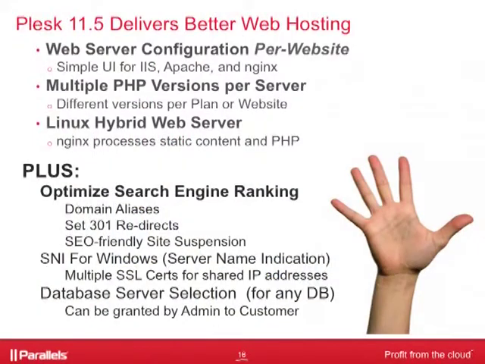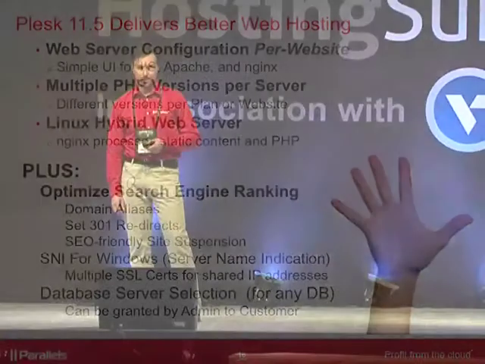And we're using hybrid Linux web server, both Apache and Nginx, where Nginx processes static content in PHP, which makes both panel and hosting much faster. Also, you can optimize the search engine ranking by a bunch of features new to 11.5, like new SEO-friendly domain aliases. You can set friendly 301 redirects, and you can have SEO-friendly site suspension. So if your site is suspended for some reason, search engine doesn't think it's a bad thing.